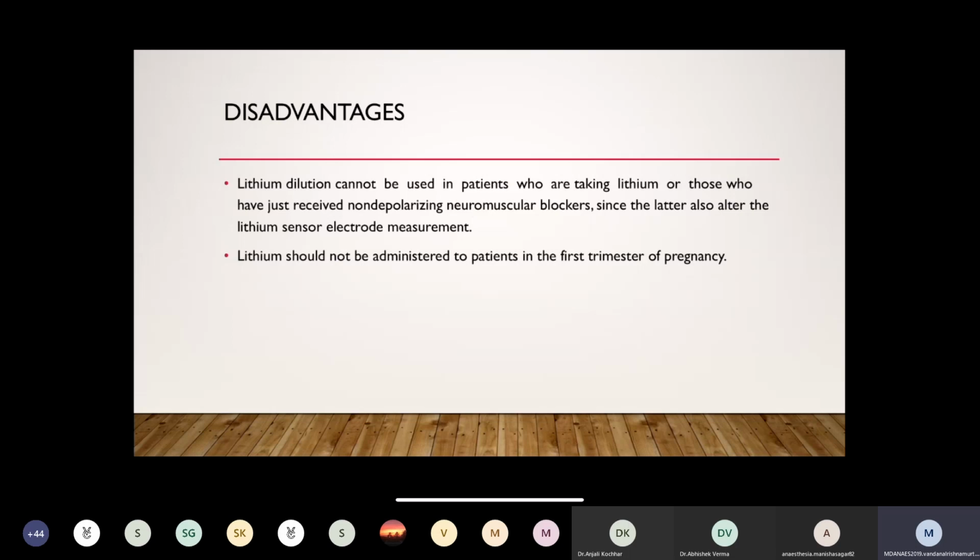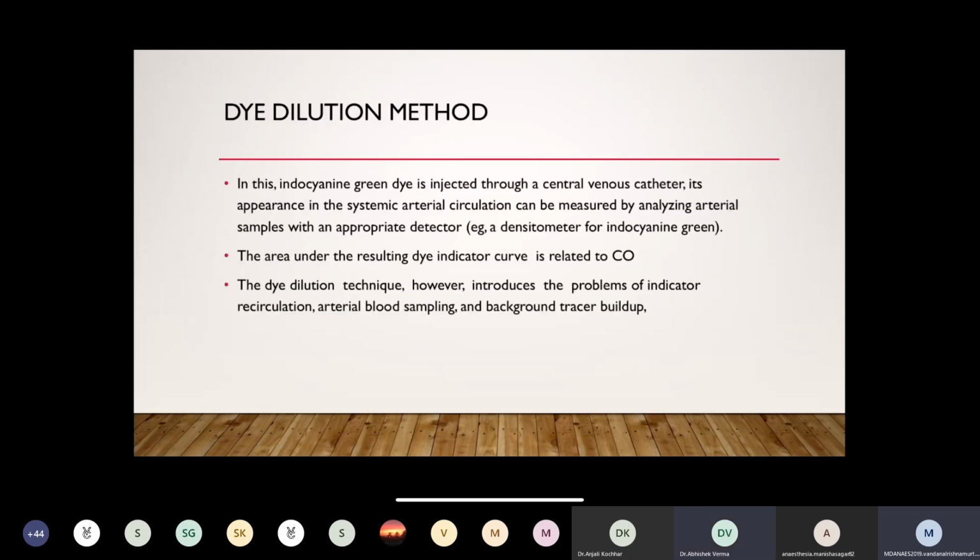Dye dilution method. In this, indocyanine green dye is injected through the central venous catheter. Its appearance in the systemic arterial circulation can be measured by analyzing an arterial sample with an appropriate detector, that is, a densitometer for indocyanine green. The area under the resulting dye indicator curve is related to cardiac output. The dye dilution technique, however, introduces the problems of indicator recirculation, repeated arterial blood sampling, and background tracer buildup.